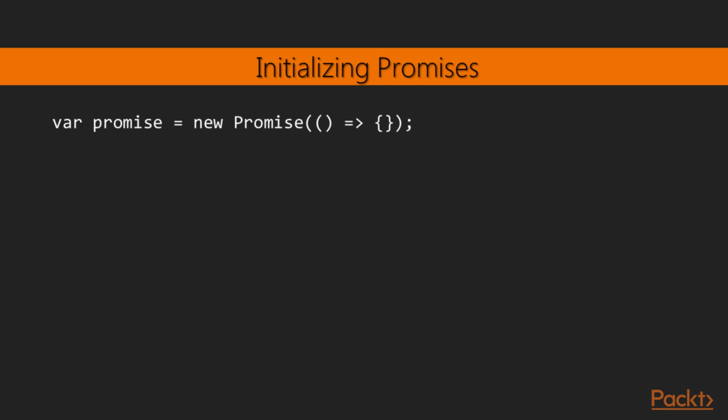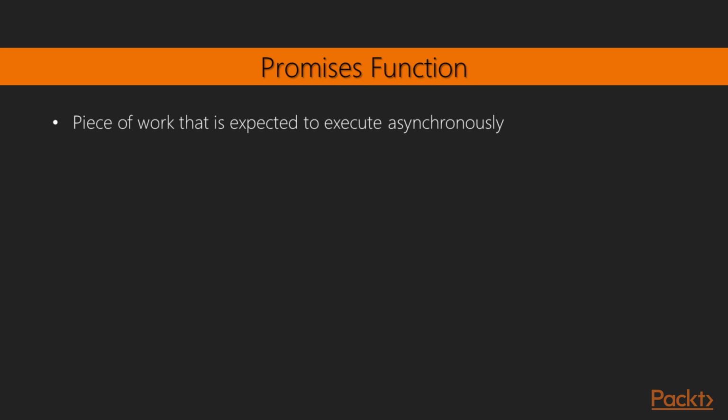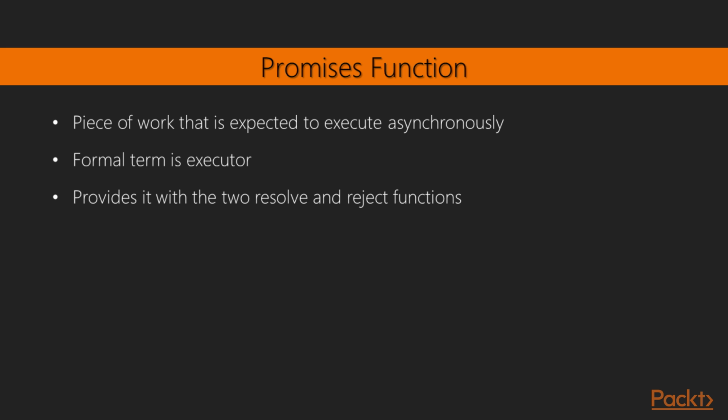A promise implementation in one of its simplest forms is this. Here promises are instantiated with the new keyword. The function passed to the promise constructor is a piece of work that is expected to execute asynchronously. The formal term for this function is executor. The promise constructor doesn't care at all about how the executor function behaves. It merely provides it with the two resolve and reject functions. It's left up to the executor function to utilize them appropriately.